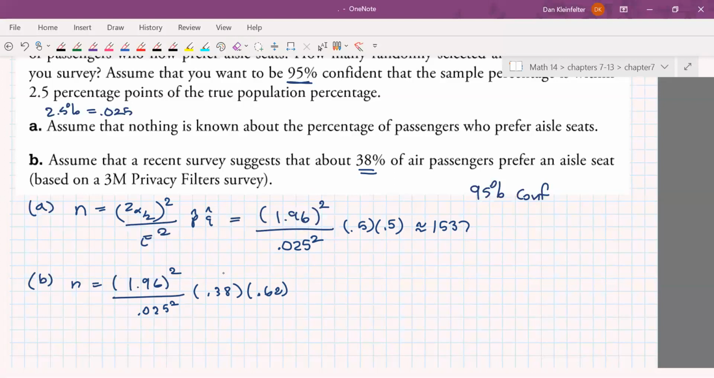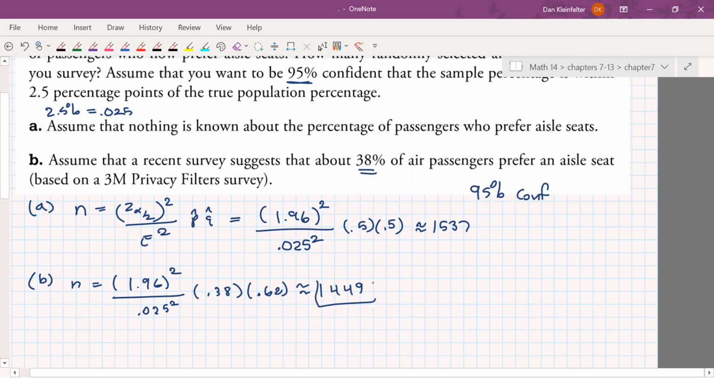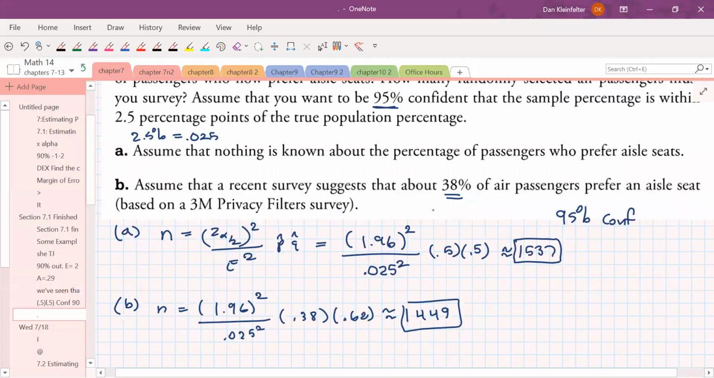Okay, and that's 1,449. I've rounded up there. So that's interesting. You'll notice that the sample size is lower when we had a prior estimate. So we were able to get away with sampling fewer people, basically, based on having this prior estimate for the 38%. All right, so that takes us to the end of section 7.1.